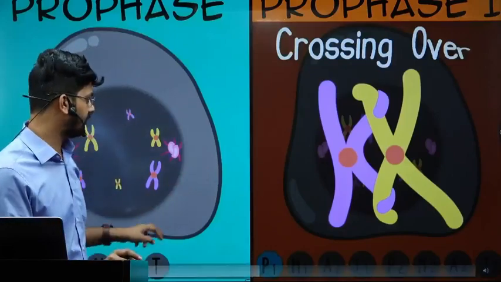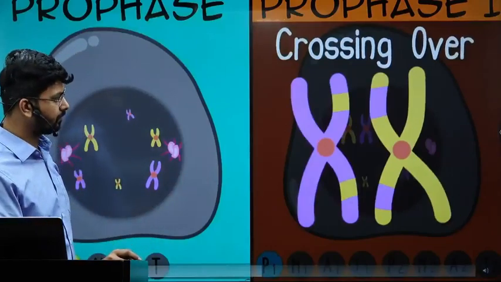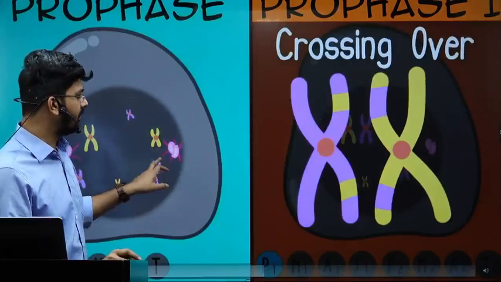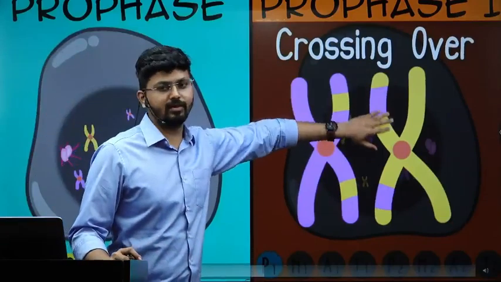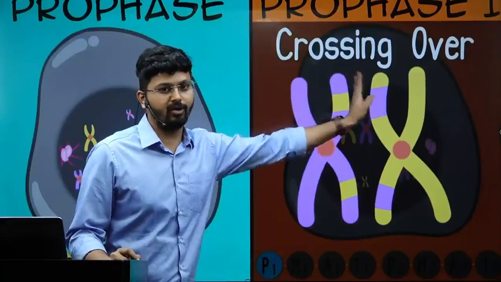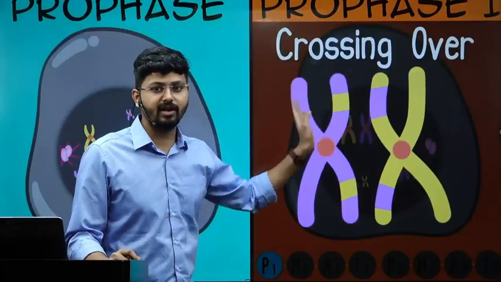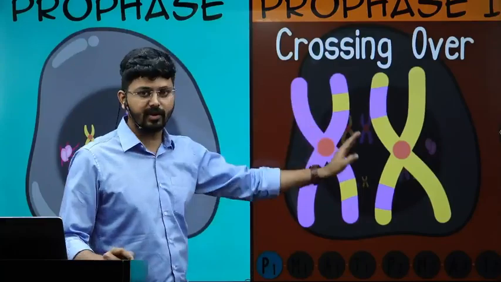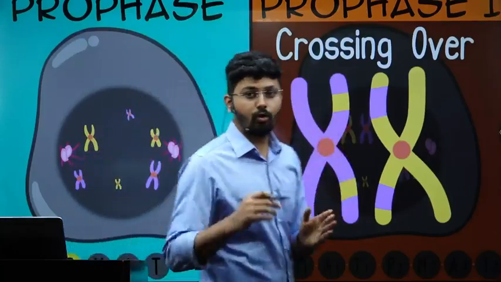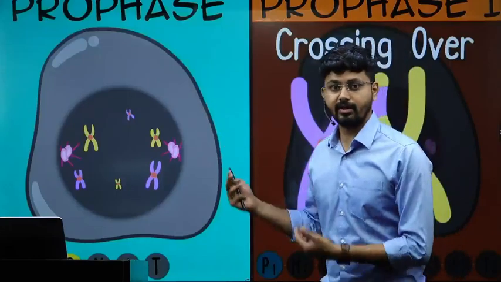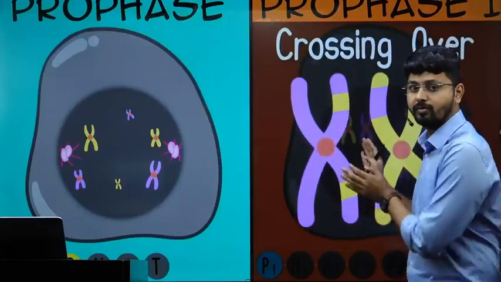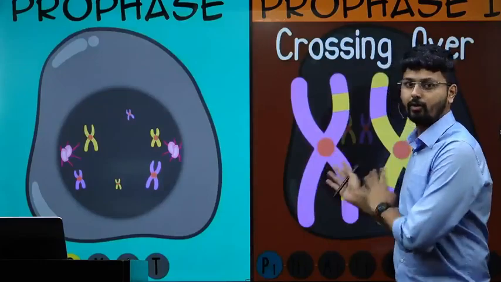So now you can see whatever the information that was there from mother has been moved to father and from father to mother. Where these are getting exchanged we don't know, but this exchange will happen. Now the chromosomes that have come from mother and father initially are not the same as the chromosomes that are going. It is a combination of both mother and father.